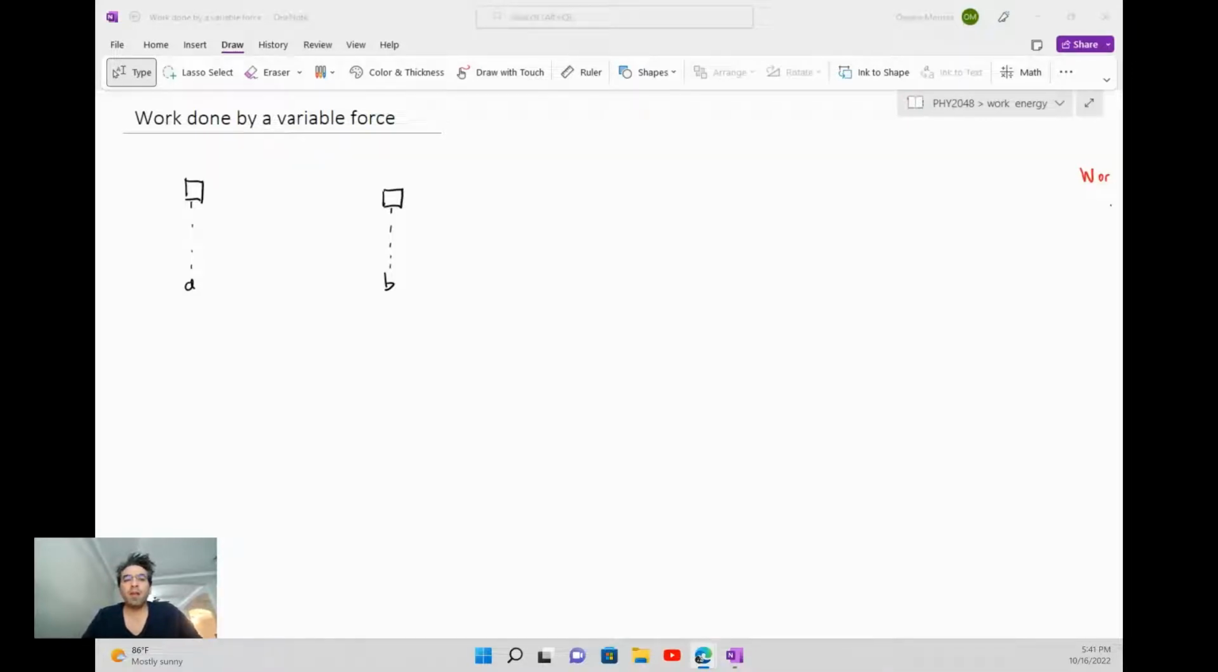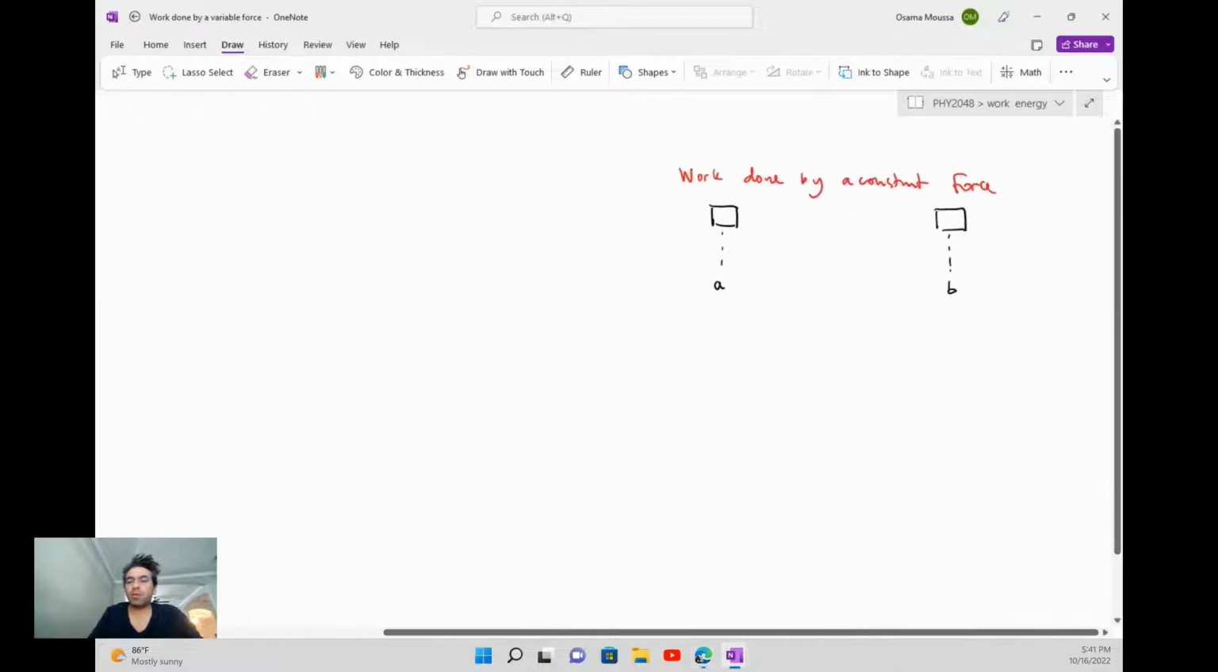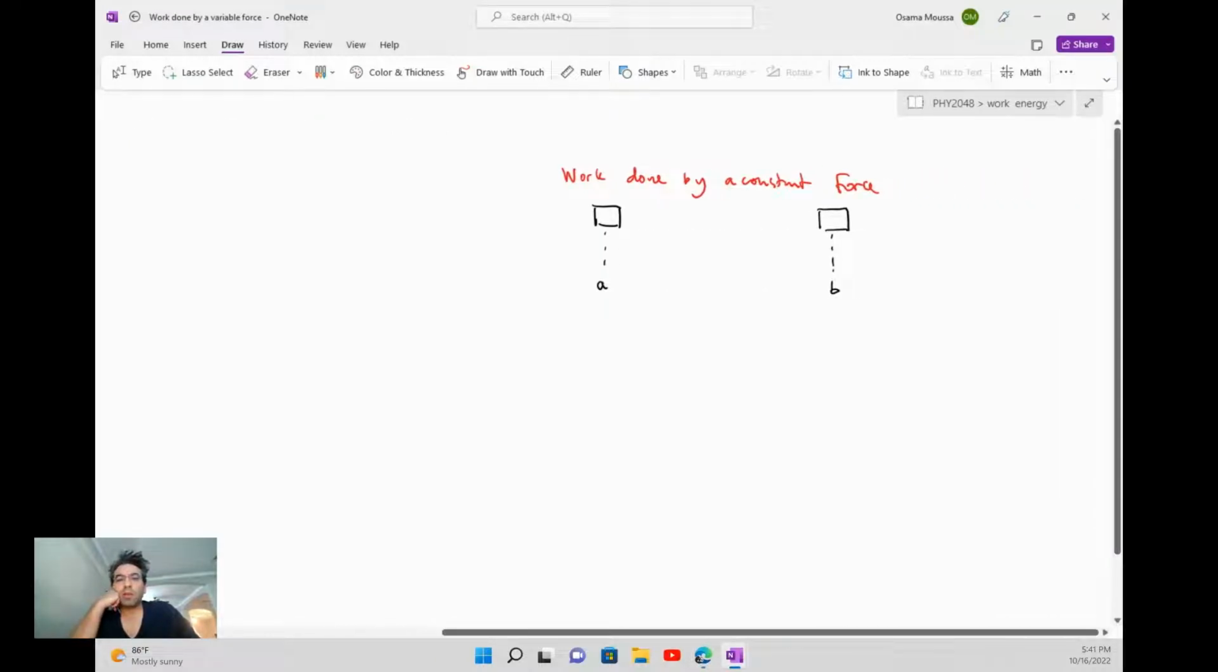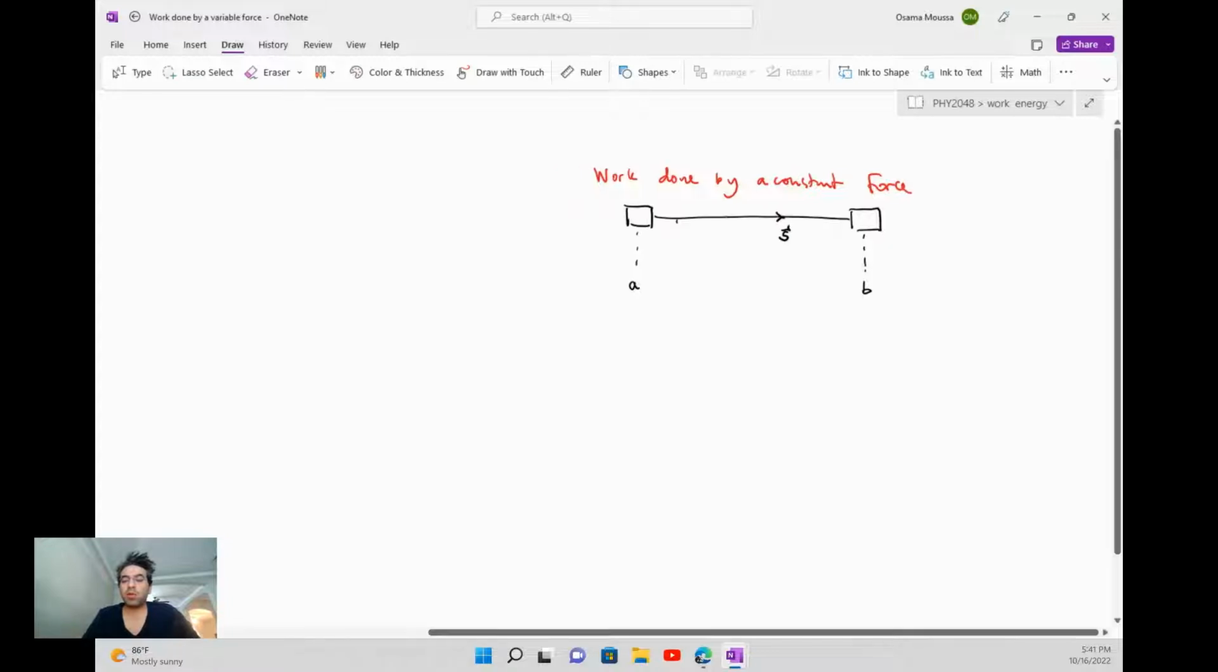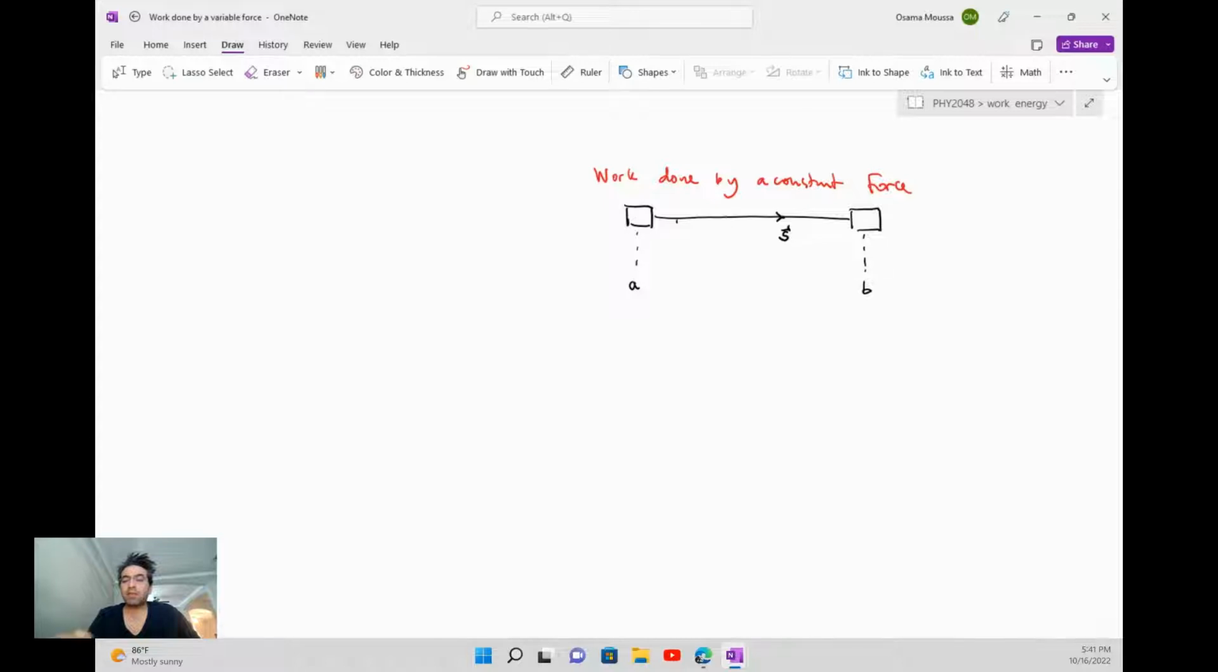Good day, everyone. Before we talk about the work done by a variable force, let me remind you of the situation where we talked about the work done by a constant force. We said, suppose I have an object that I want to displace from location A to location B, and suppose that that displacement was along a straight line. So I'm going to displace a displacement S from location A to location B.